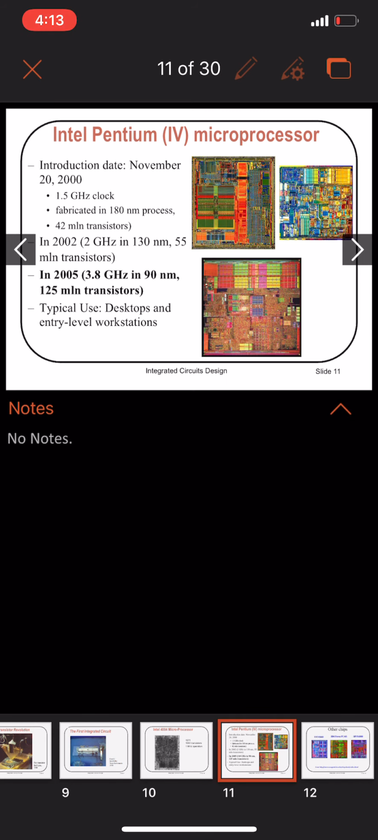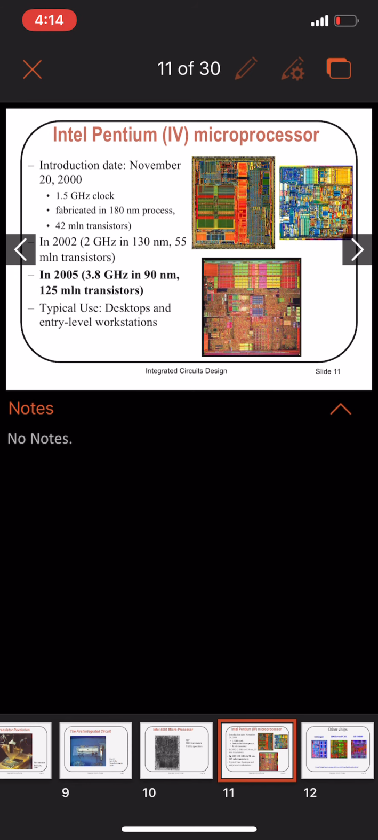In year 2002, Intel introduced another Pentium computer. It had a 2 gigahertz clock frequency, was based on 130 nanometer process technology, and had 55 million transistors. In year 2005, Intel introduced another microprocessor. It was 3.8 gigahertz, based on 90 nanometer technology, and had 120 million transistors.